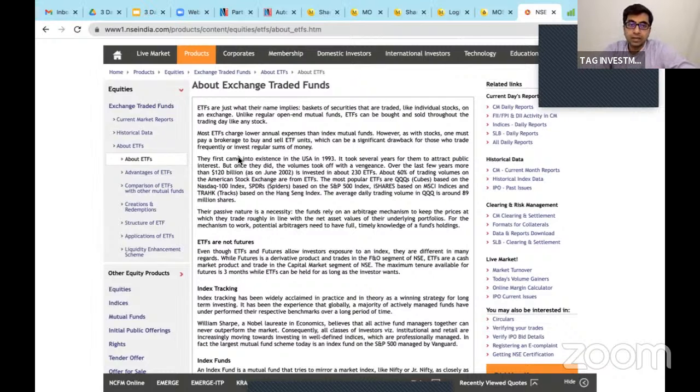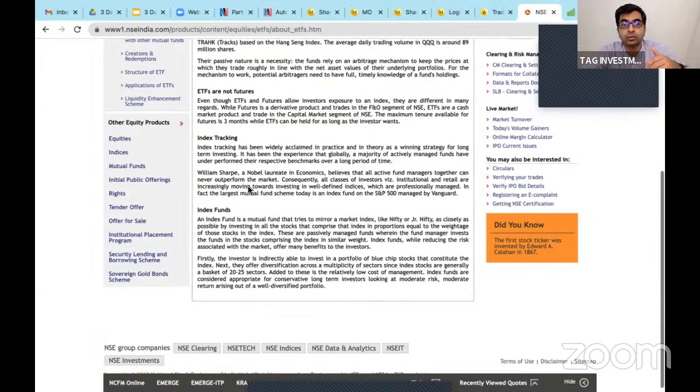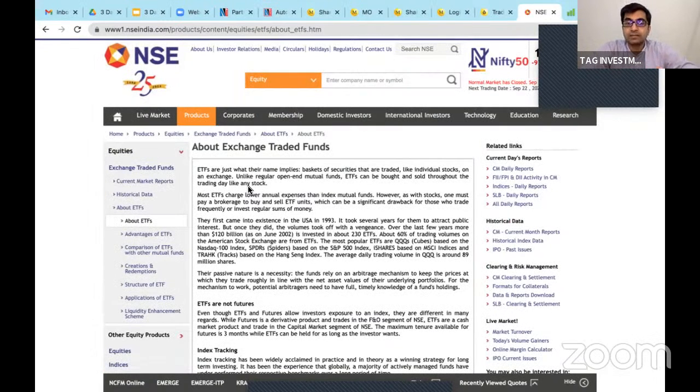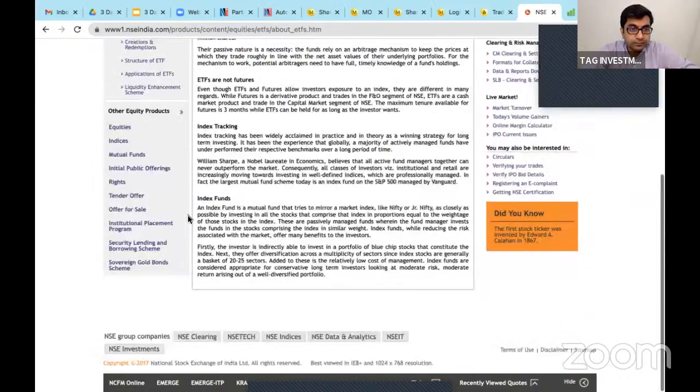ETFs simply mean exchange traded funds. They are listed funds on the National Stock Exchange and Bombay Stock Exchange. So the way you buy stocks in the open market between 9:15 and 3:30, you can also buy ETFs in real time between 9:15 and 3:30. Index funds are similar to ETFs. If you want to buy through the mutual fund route, you can buy index funds. If you want to buy through the stock route, in the open market on the NSE or BSE, you can go through the exchange traded funds.